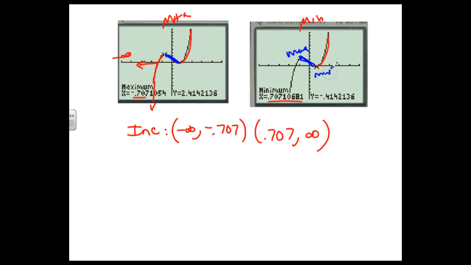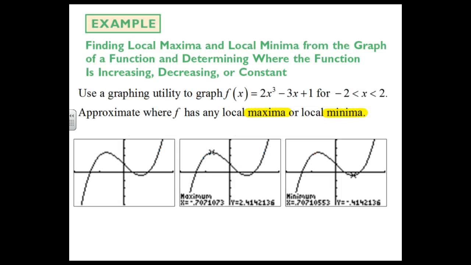And we found the max to be negative 0.707, and we found the minimum, right at this point, the x value, don't worry about the y's, to be 707. So again, that's how to find maxes and mins, intervals of increase and decrease on your graphing calculator.